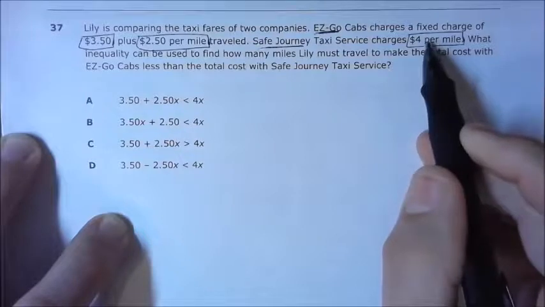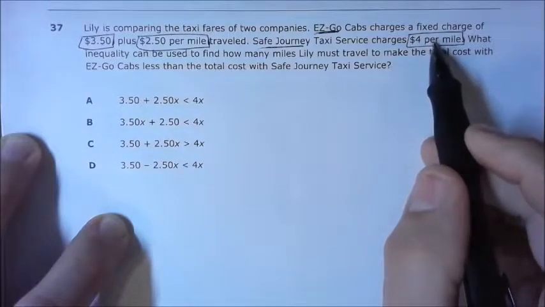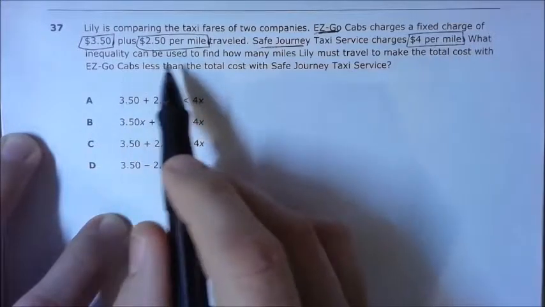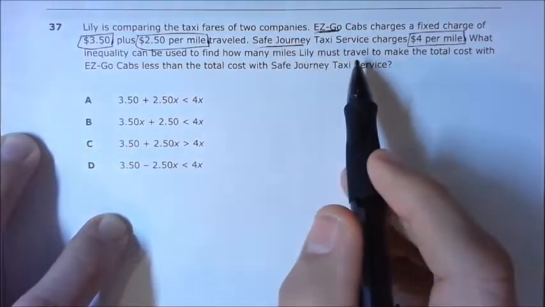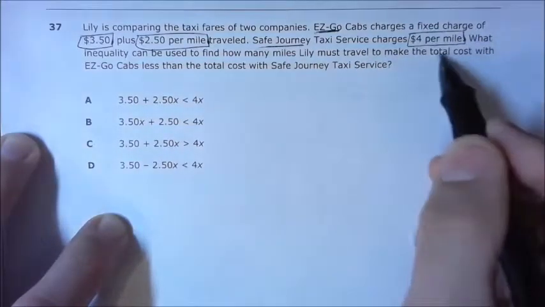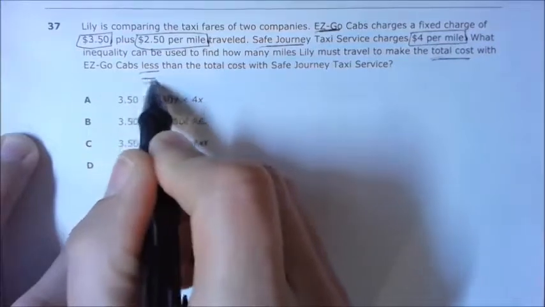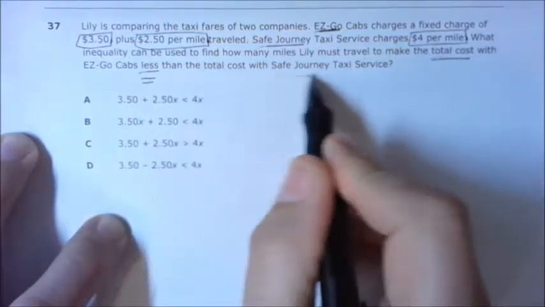So notice this one right here, it doesn't say that they have a y-intercept, it's just $4 per mile, so this is just going to be 0 for the y-intercept. And it says, what inequality can be used to find how many miles Lily must travel to make the total cost with Easy Cabs less than the total cost of Safe Journey?